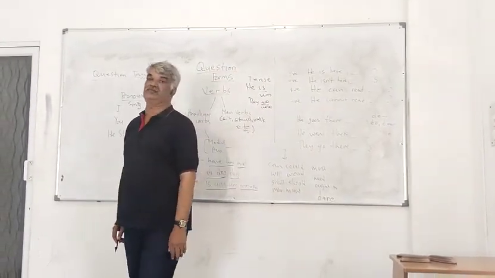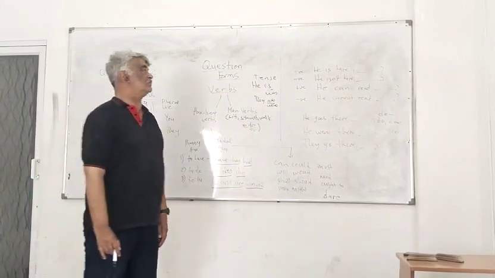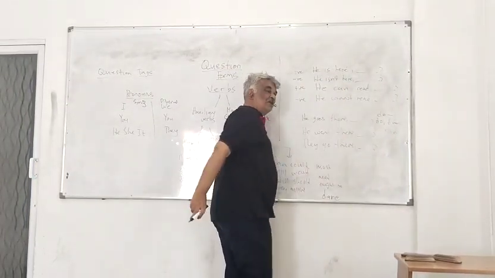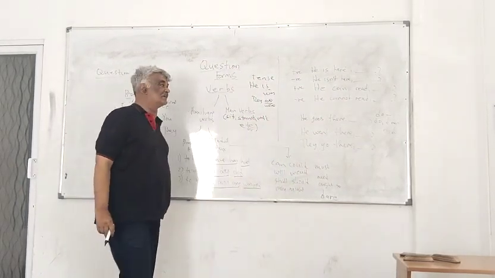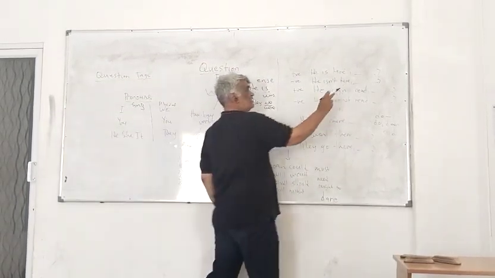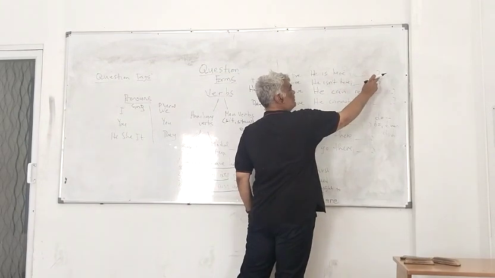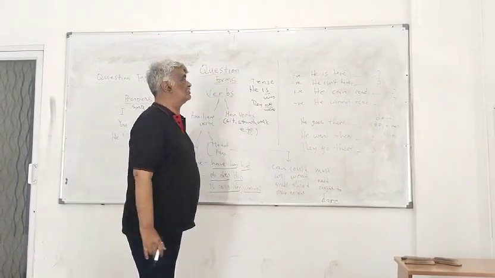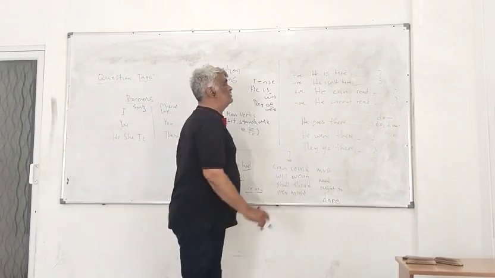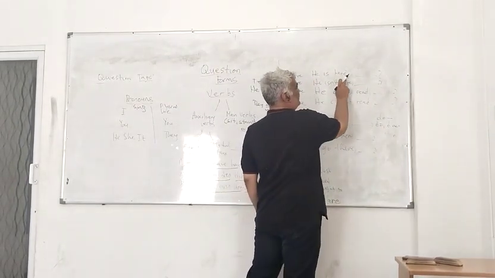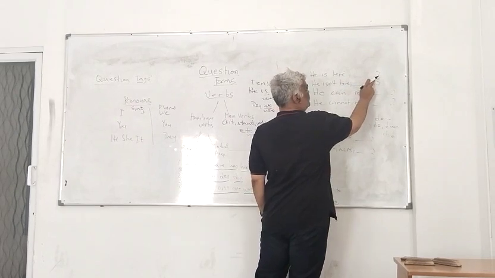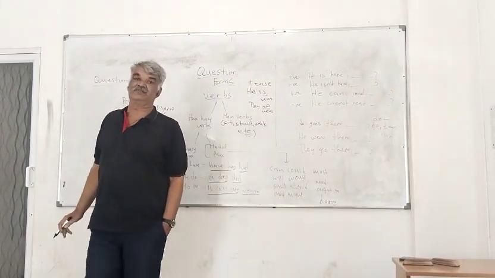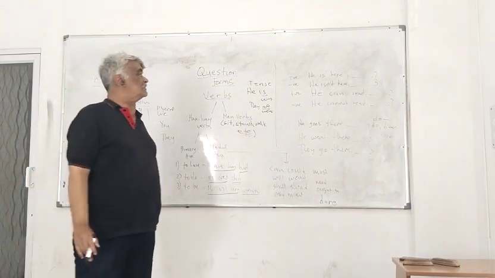Now we come to the part on question tags. Now, what do we mean by a tag? You have an assertive sentence like he is here. If you add a tag at the end, it will become a question, right? So what you're doing is you're changing an assertive sentence into a question. A question is also called an interrogative sentence, right?